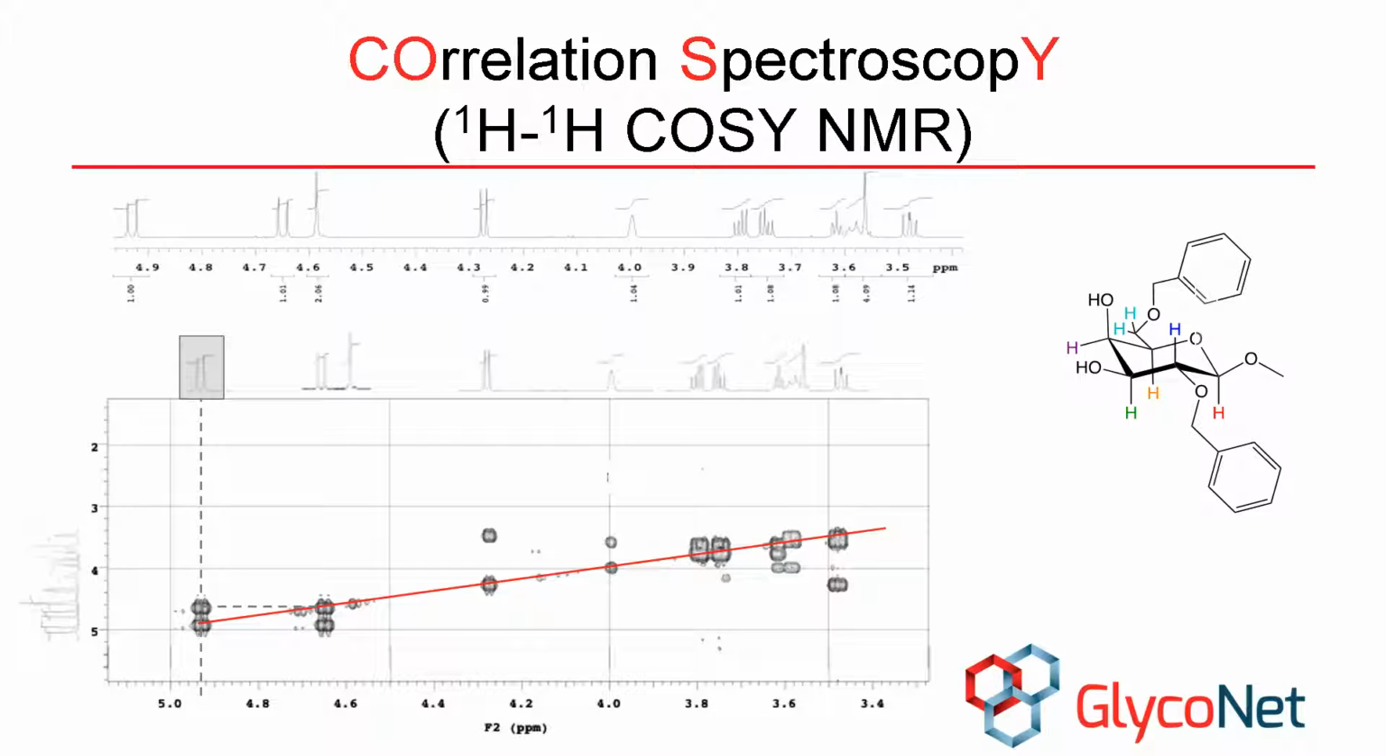Looking at the spectrum of this protected monosaccharide, we would typically expect the most downfield peak between 4.5 and 5.6 parts per million to be our anomeric proton. However, if we look at the most downfield peak in this spectrum at approximately 4.9 parts per million, we see that it is coupled to one other proton, which is also split into a doublet.